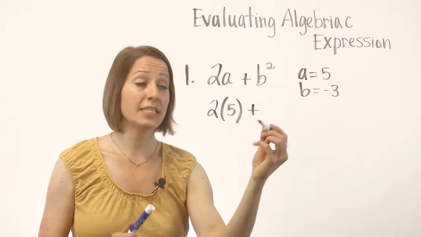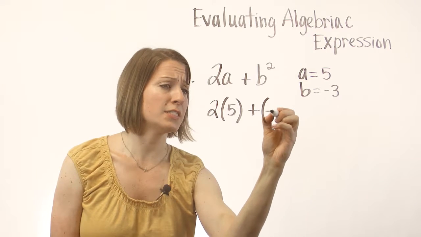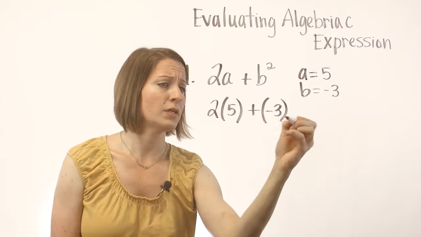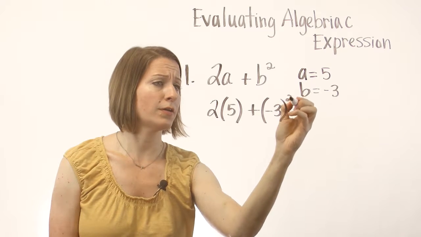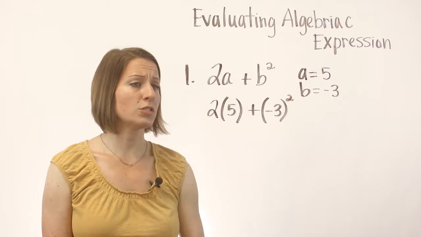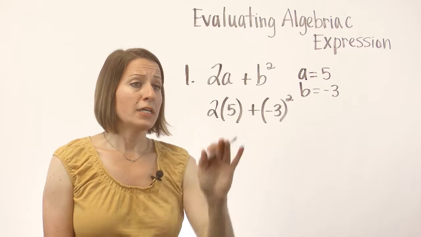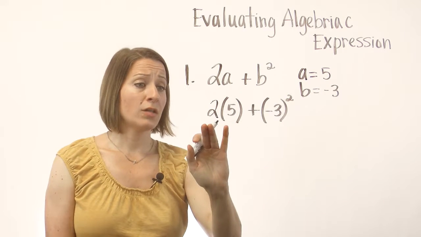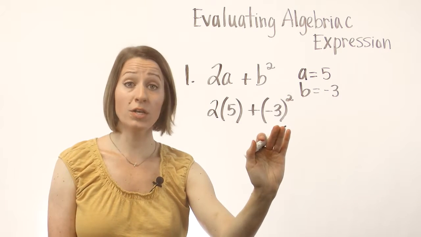Plus, we're going to do the same thing again. We're going to put parentheses around the -3, which is our value for b, and then put the squared again. Now we've taken all the variables out. We're left with just all numbers.